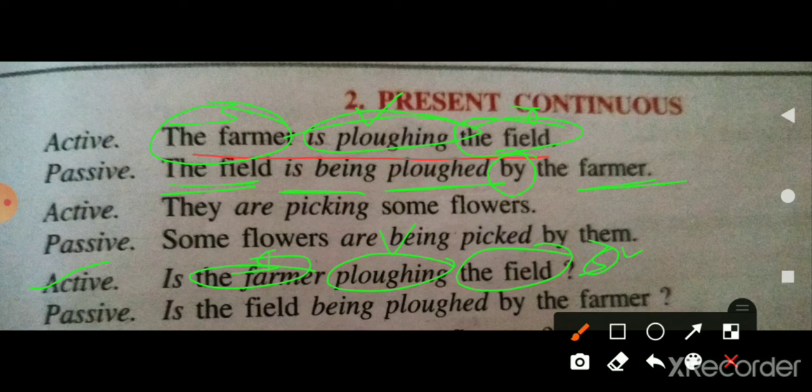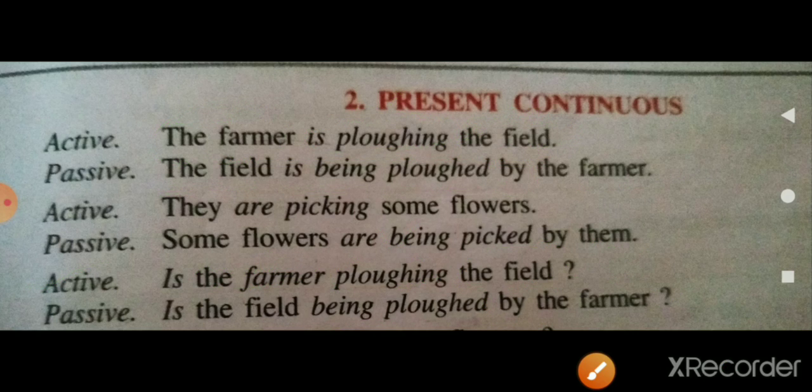Now first we have written the object. Then with writing the object we are going to write being and then the third form of the verb. And now by and the subject. So I hope this is clear to you.